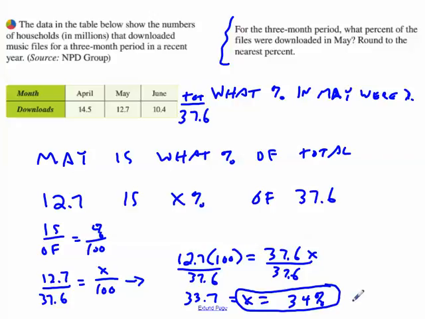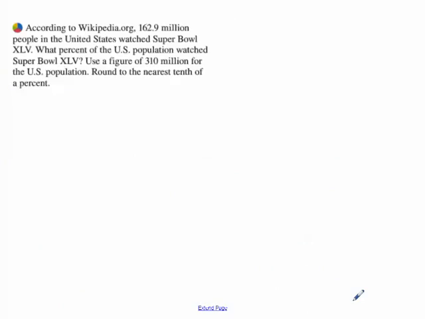All right, let's see if we can go down. Let's do another example here. According to Wikipedia, which is always true, 162.9 million people in the United States watch Super Bowl XLV. What percent of the U.S. population watched that Super Bowl? Use a figure of 310 million for the U.S. population.